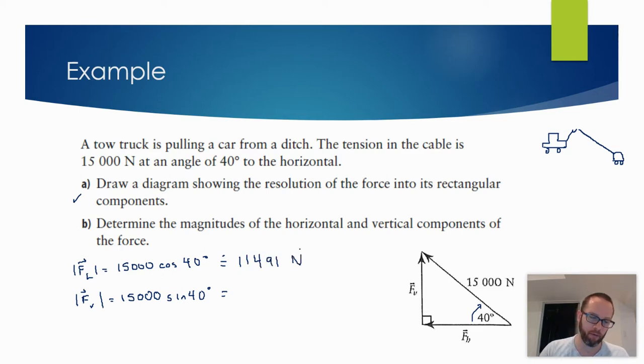And 15,000 sine 40, about 9,642 newtons. That's it. So the math is just grade 10 SOHCAHTOA math, but any vector you can resolve into components like that. Let's look at a second example. Maybe you guys can try this one independently.